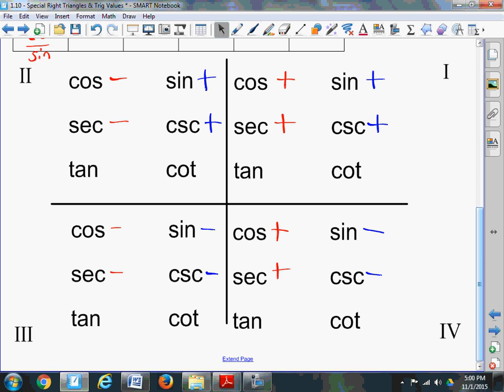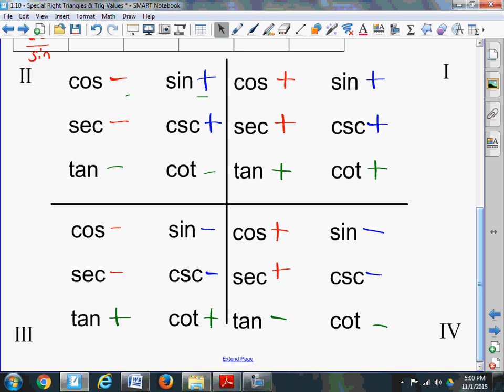All right, tangent is sine divided by cosine, so a positive divided by a positive is positive. A positive divided by a negative is negative. A negative divided by a negative is positive. And a negative divided by a positive is negative. And then cotangent would be the same in each quadrant.